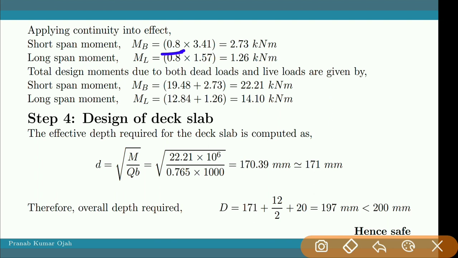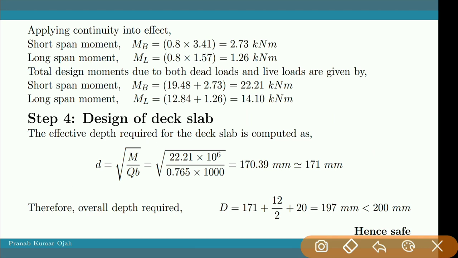So I will consider only the continuity factor. Applying the continuity factor, the short span moment is 2.73 and the long span moment is 1.26. After combining both the dead load moments and the live load moments, the final moment is 22.21 kN·m for the short span, and for the long span I get 14.10 kN·m. This is combining both dead load and live load.